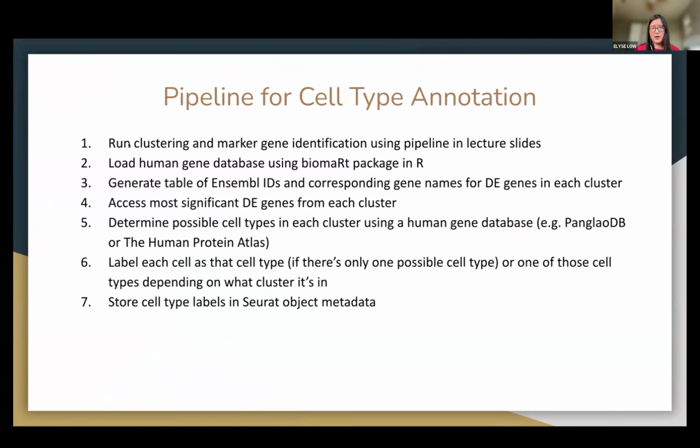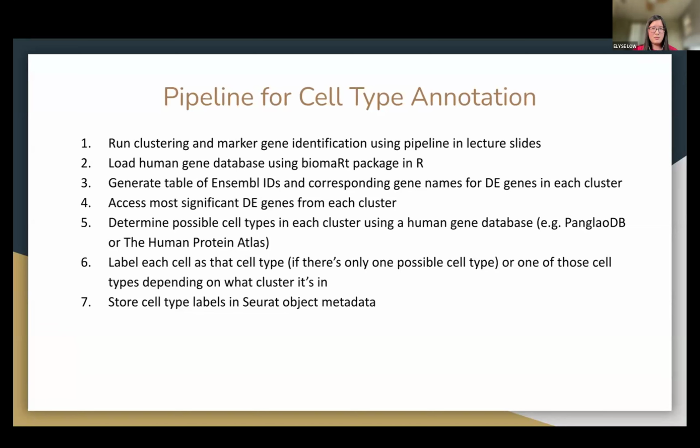So basically, I ran PCA and UMAP clustering as well as marker gene identification using the pipeline that was presented during lecture. Then I installed and loaded the biomaRt package in R, specifically using the human gene database. I went through each cluster in the UMAP object for bone marrow dataset 1 and accessed all the Ensembl IDs of the differentially expressed or marker genes that were shown. Then using the biomaRt package, I generated a table of these Ensembl IDs as well as their corresponding gene names or gene symbols.